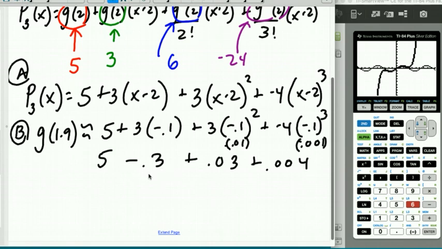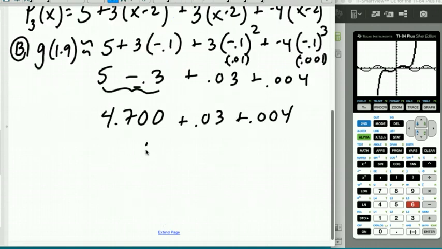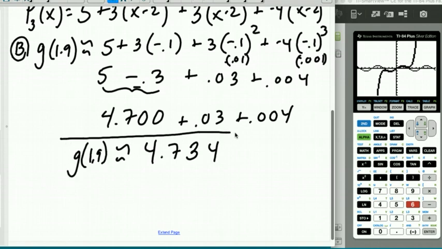So it's up to you how you want to deal with this, right? I would probably say, since this guy's the only negative, again, totally up to you, I might deal with this first, right? I might say, hey, this is a 4.700, because if you subtract 5 minus 0.3, you get 4.7, plus this thing, and that's pretty straightforward. So I'm going to end up getting 4.734. That's my g of 1.9, right? You do want to get a little bit comfortable with working with decimals just because it does come up. All right.